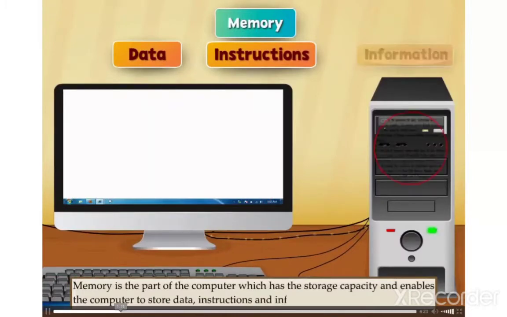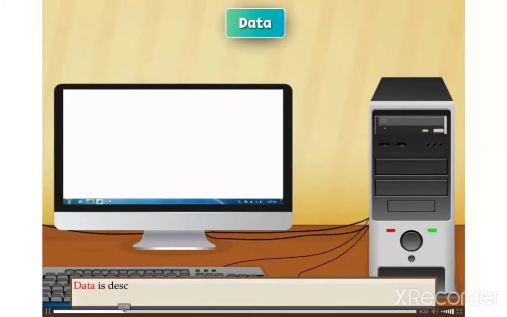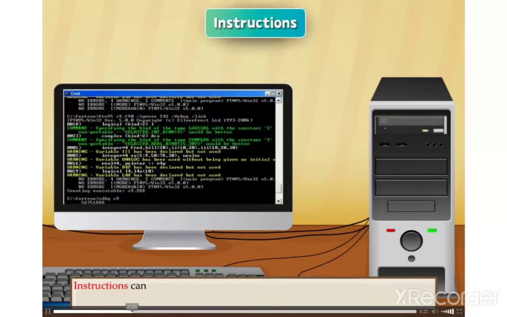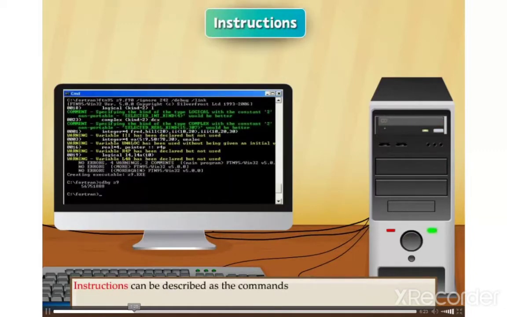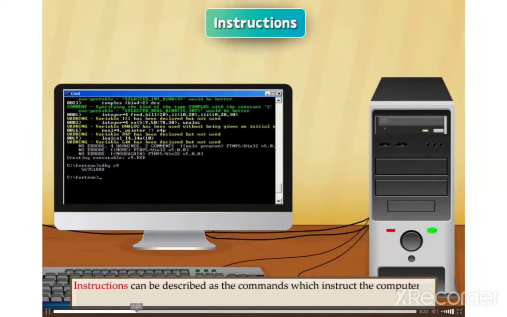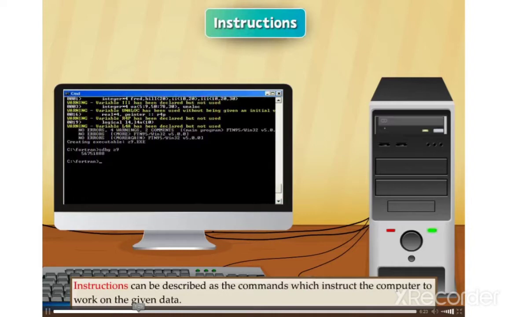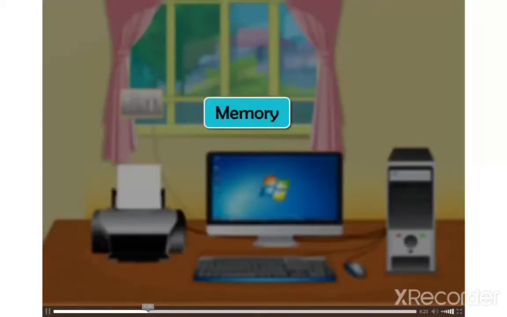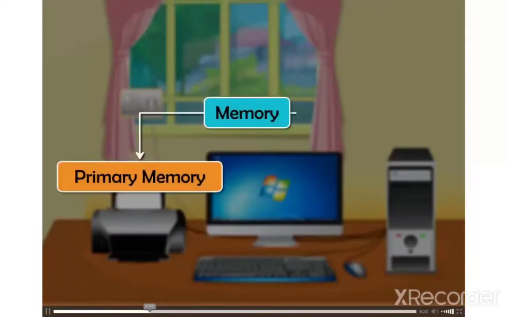Data is described as the facts, figures, or words which we want the computer to work on. Instructions can be described as the commands which instruct the computer to work on the given data. Information is the result or the output which is given by the computer. There are two types of memory: primary memory and secondary memory.